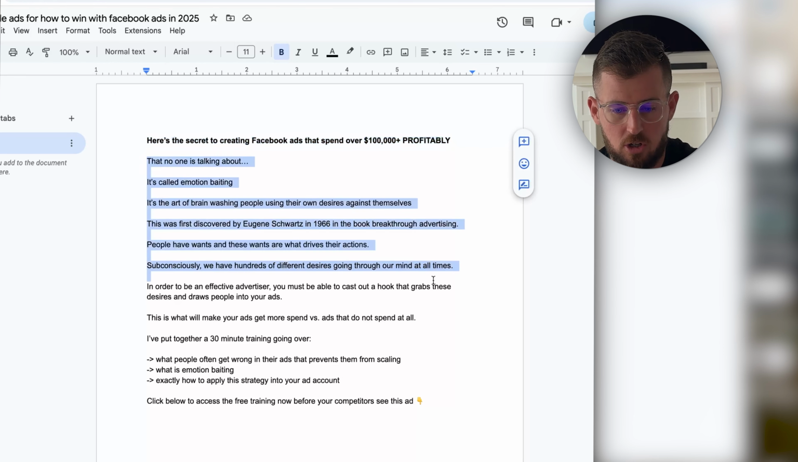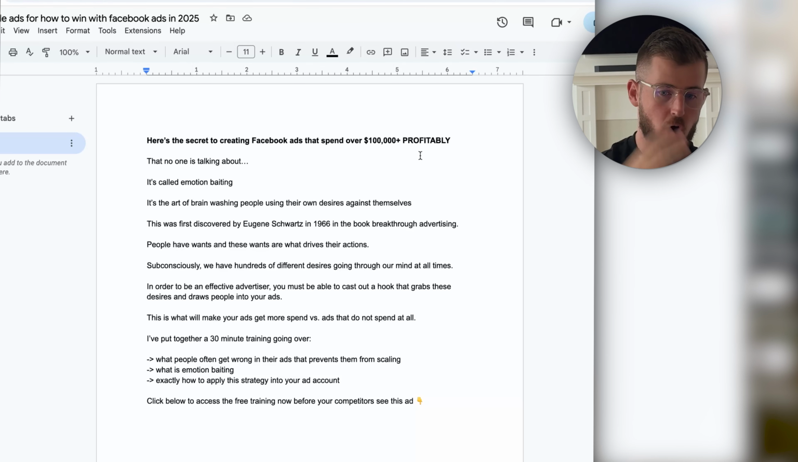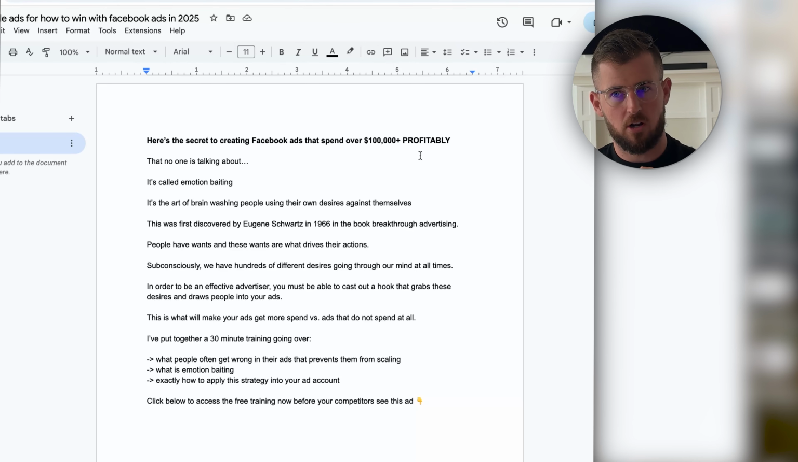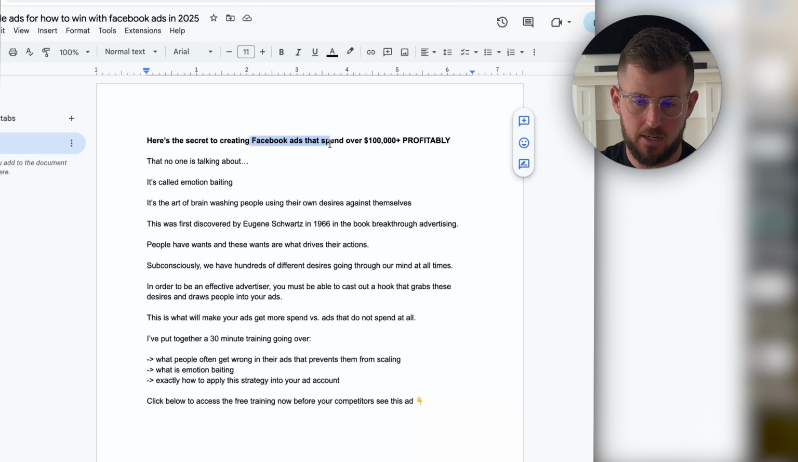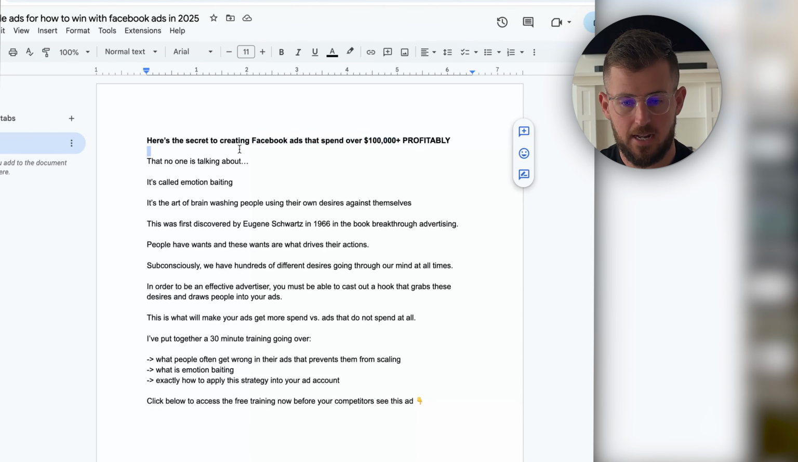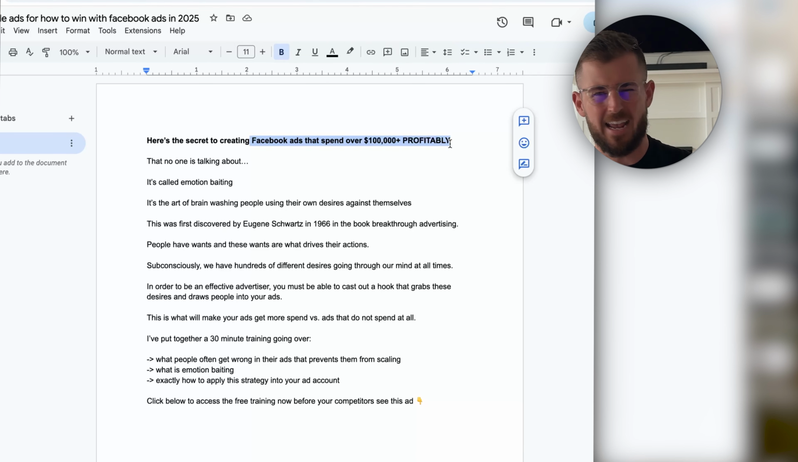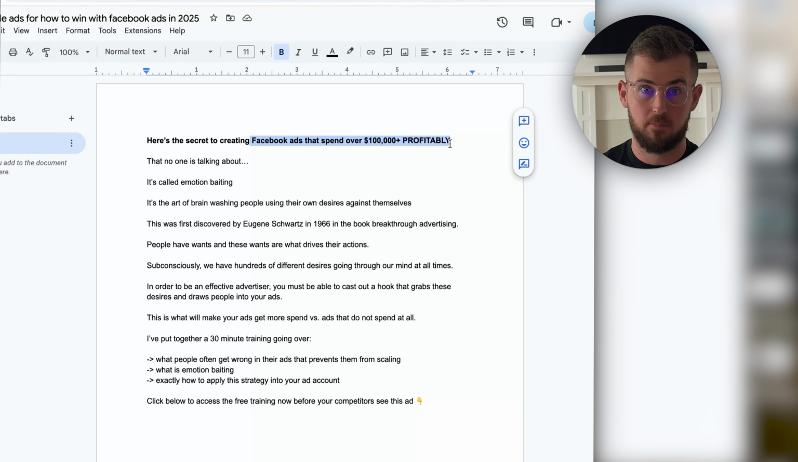And then we start talking about the product. Here's the secret to creating Facebook ads that spend over $100,000 profitably. Boom, dopamine. Secret things that no one's talking about also kind of trigger this mental dopamine, because it's like, ooh, what's the secret? It's like this new exciting thing right there. And then to creating Facebook ads that spend over $100,000 profitably. So think about it. I say Facebook ads that spend over $100,000. Facebook ads that spend over $100,000 means nothing. But Facebook ads that spend over $100,000 profitably, that immediately triggers something. Because it's not, hey, you just spend a lot of money. It's, hey, you spend a lot of money profitably. What is this? I got to know. And that's where we dive into there.